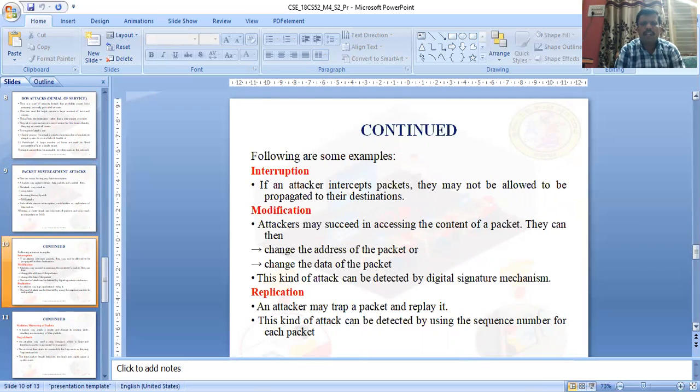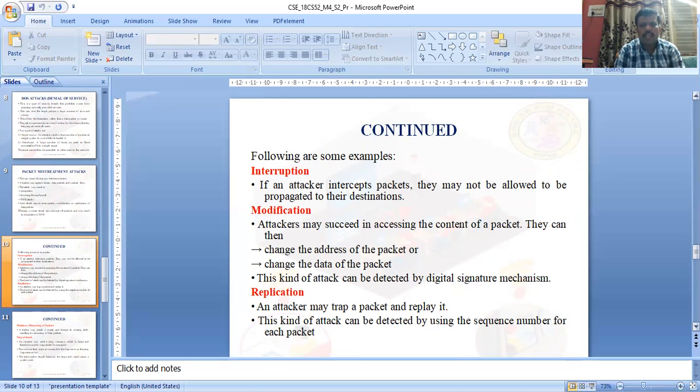Some examples follow, starting with interruption. What does interruption mean? If an attacker intercepts the packet, it may not be allowed to propagate to its destination. If attackers intercept and access a particular packet, the proper destination may not be reached.